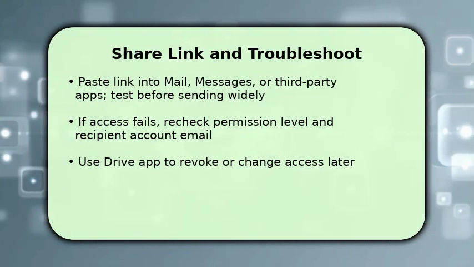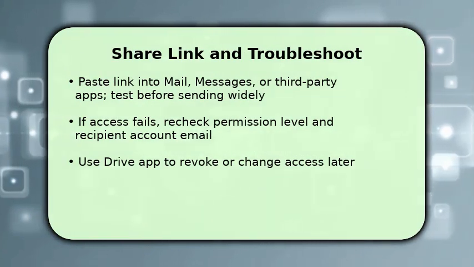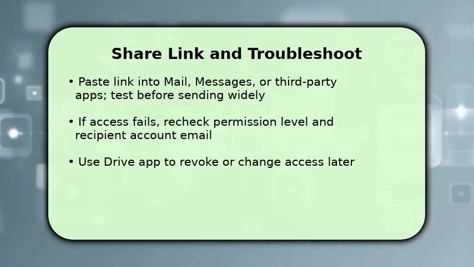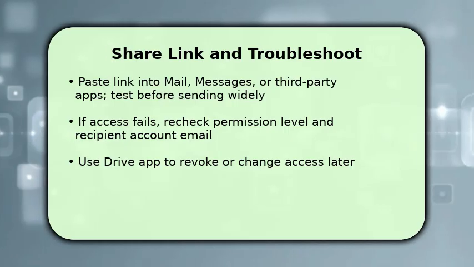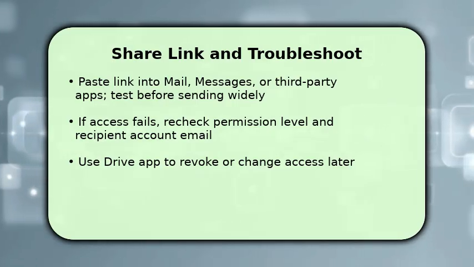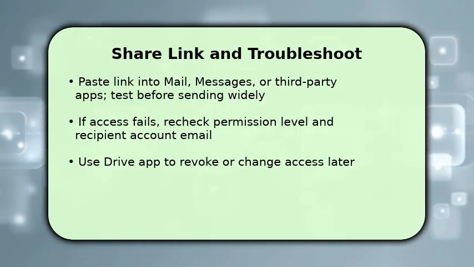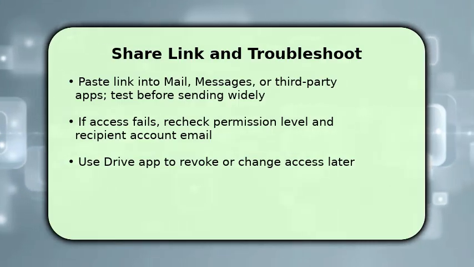Paste the copied link into your chosen app, Mail, Messages, Slack, or any chat, and send a quick test to yourself or a colleague to confirm access. If the recipient reports an access error, return to Manage Access and confirm the permission setting and that you used the correct account. Restricted links require specific email addresses.